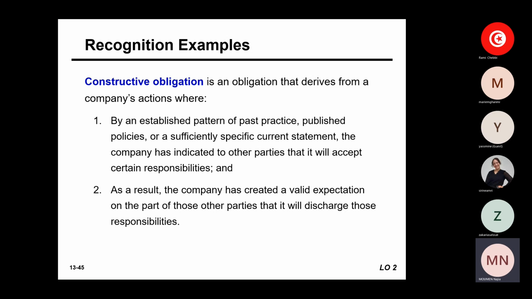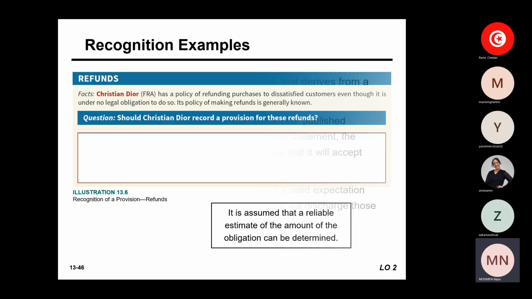So this is the kind of constructive obligation that is based more on practice, on maybe the reputation of the firm, more than on a binding contract or document. This is an example for warranties and for this constructive obligation. Christian Dior has a policy of refunding purchases to dissatisfied customers, even though it is under no legal obligation to do so. Its policy of making refunds in general, no.